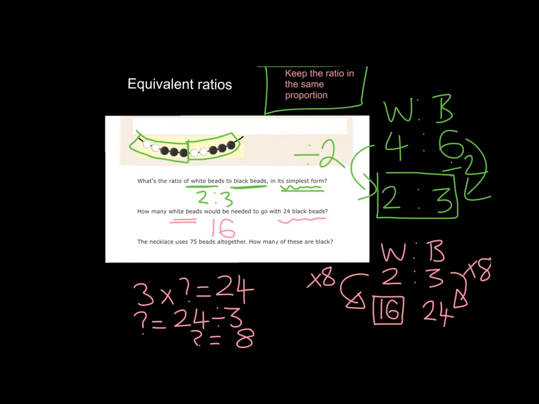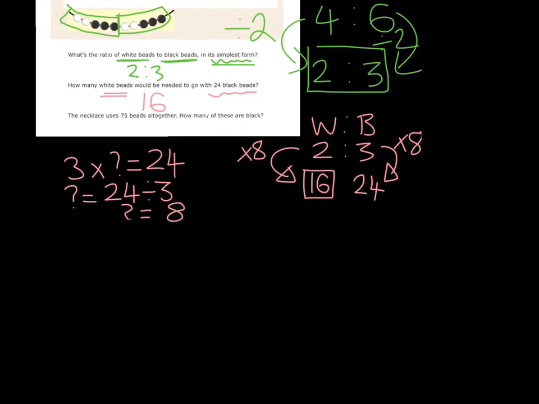Now, on to the final part of the question then. It says the necklace uses 75 beads altogether. So this time it's not telling us how many white or how many black, it's just saying there are 75 beads altogether. And how many of these are black? So we've got the ratio white to black, and it's still 2 to 3. And we want to work out how many are black.